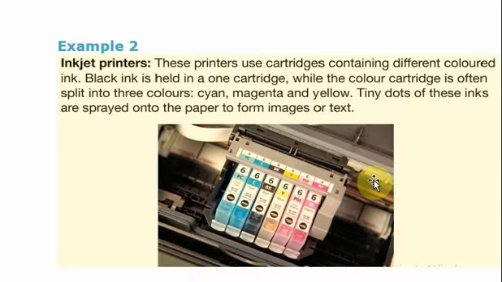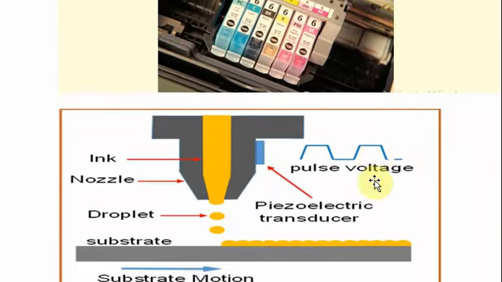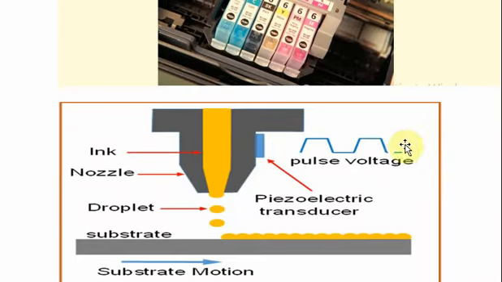Here the tiny dots of this ink are sprayed onto the paper. No laser, no touching head against the ribbon. Tiny dots are sprayed onto the paper to produce the image. This is the simple mechanism. Now similarly, a binary signal will be generated according to the image.